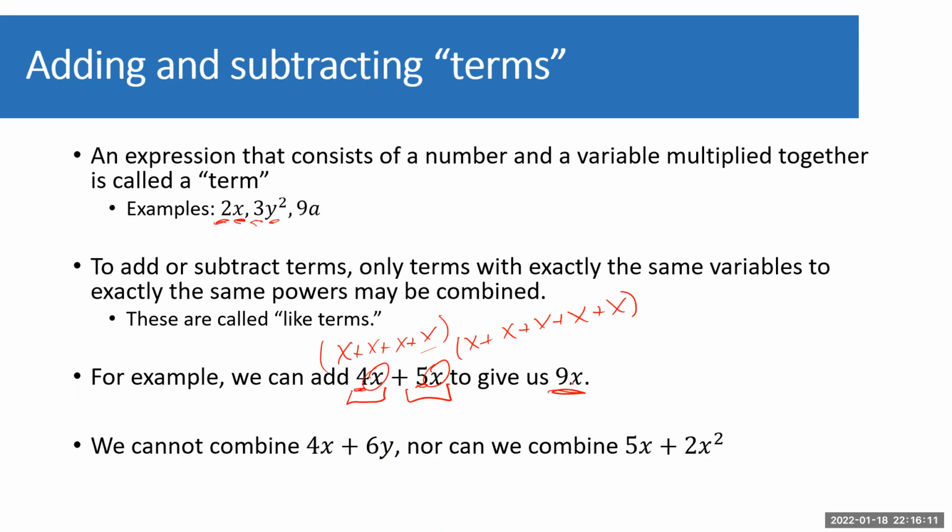Now we cannot combine 4x and 6y, even though they're both 1 power, because x and y are not the same variable. Similarly, we cannot combine 5x and 2x squared, because while we both have x, we have x to 1 power here and x squared here, and that's a problem. So they have to have exactly the same variable and exactly the same power.